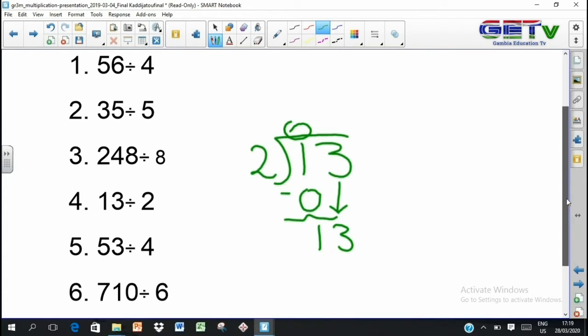13 divided by 2. How many 2s are in 13? We have 2, 2, 2, 2 up to 6 times. 2 times 6 is 12. And when we take 13 minus 12, we have a remainder of what? 1. So 13 divided by 2 is 6 times, remainder 1.